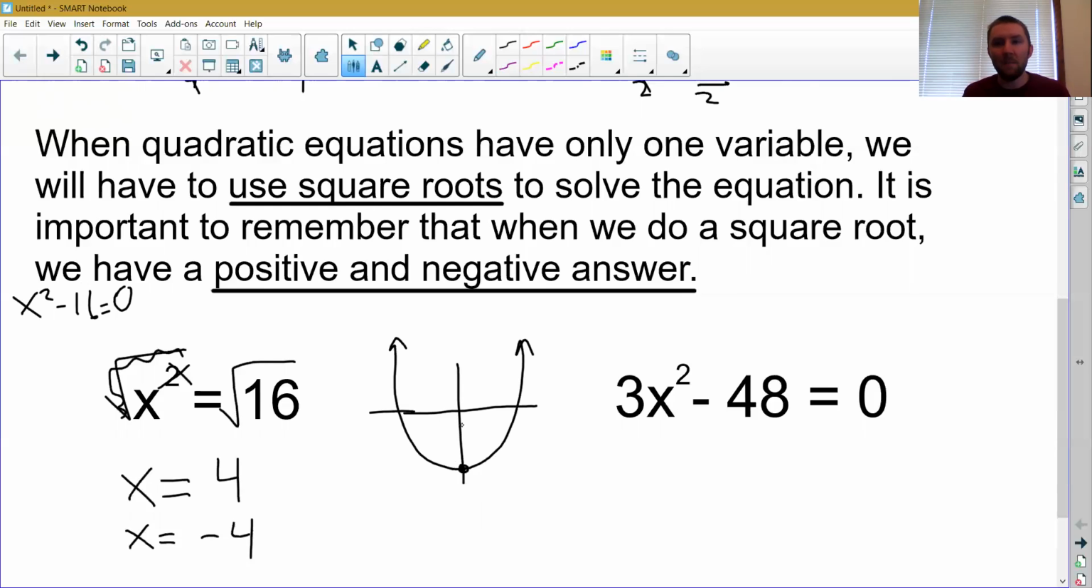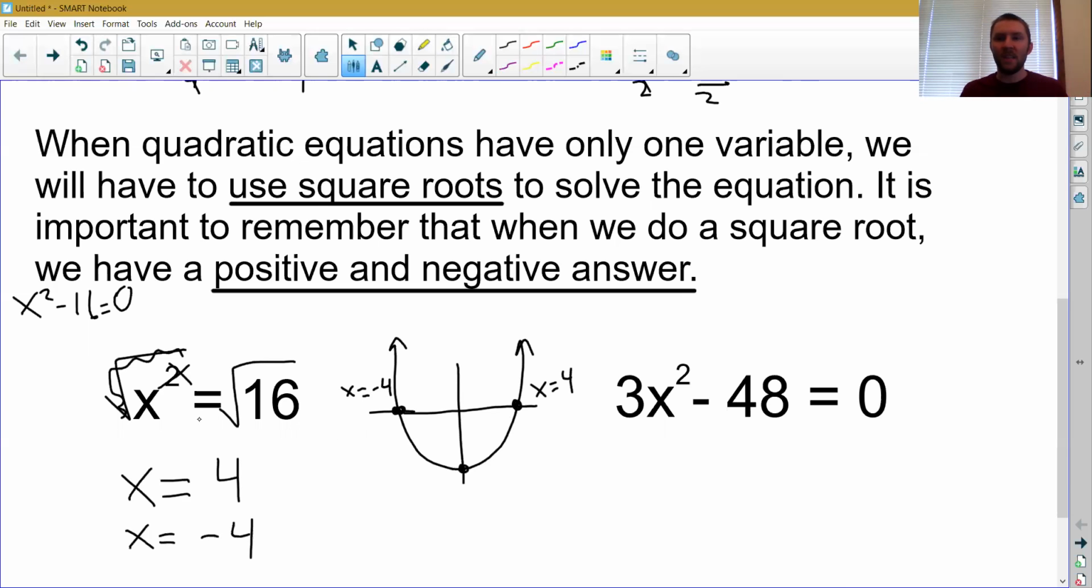And remember that we said before, the solutions to the equation are the x-intercepts of the graph. They are the points where the function, the graph of the function, crosses the x-axis. So right over here, this would be x equals 4. Okay, and this one over here would be x equals negative 4. Okay, and those two x-intercepts are exactly the solutions to the equation, okay?